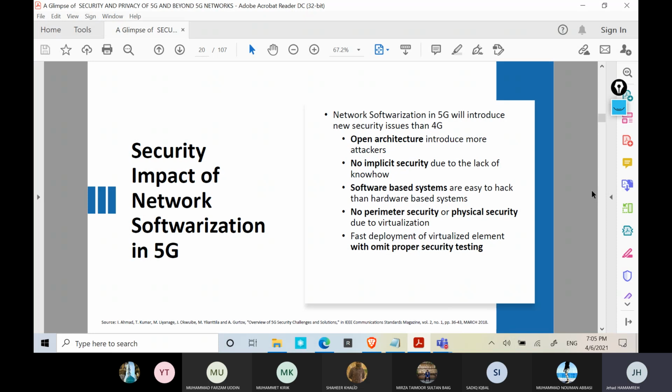Next, no perimeter security or physical security due to virtualization. Now you have a virtualized network. All the mobile operators can use the same site, the same hardware, but they can play with their own software. This means if there is an attack on the hardware, all the companies depending on that hardware will collapse and get hit, and that's not easy on the companies. So measures should be considered here as well, and protection should be implemented against such threats. We also have fast deployment of virtualized elements with omitted proper security testing. All these are due to network softwarization, moving from hardware to software.